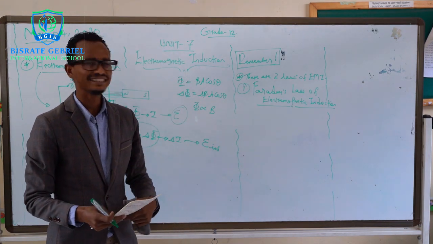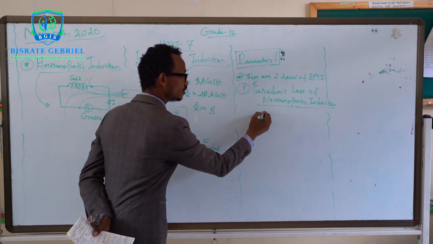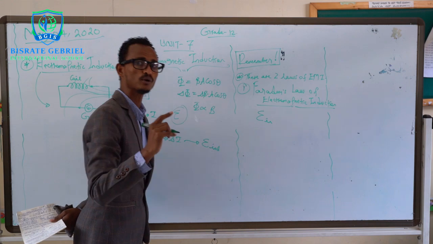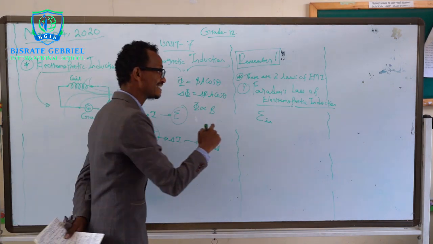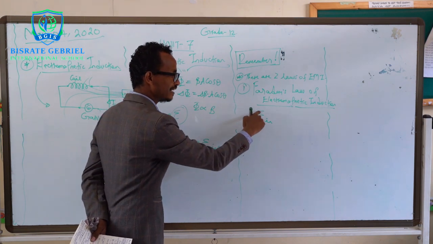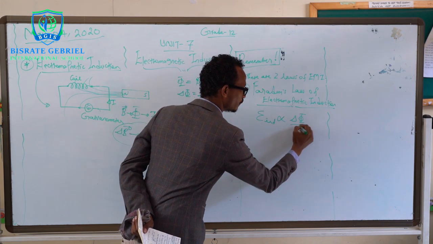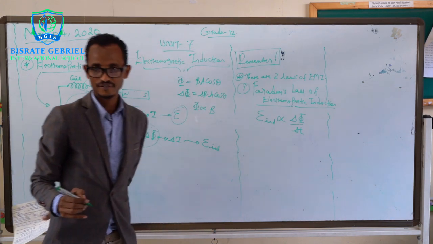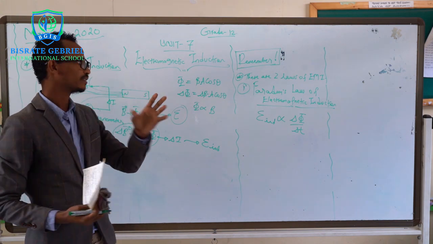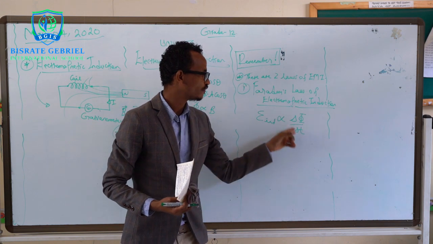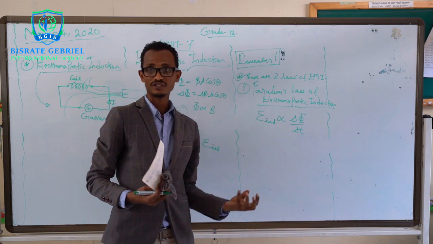Faraday's law of electromagnetic induction states that the magnitude of the induced electromotive force is directly proportional to the rate of change of magnetic flux. In symbols, induced electromotive force is directly proportional to the rate of change in magnetic flux. That means, I think you know the physical meaning of directly proportional: if the rate of change of magnetic flux increases, the size of the induced electromotive force increases with time.